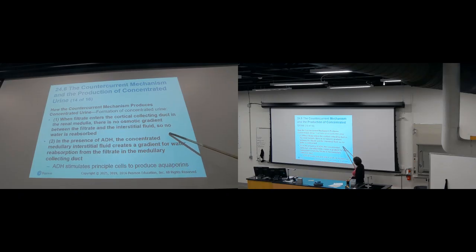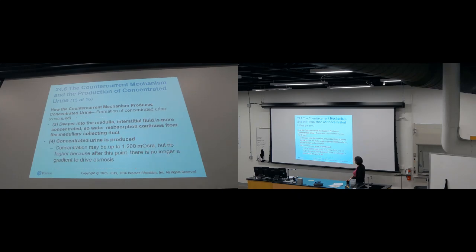So as a summary, what concentrates the urine? The osmotic gradient between the filtrate and interstitial fluid, the presence of hormones like ADH, and the countercurrent mechanism, and you have a concentration that can be up to 1200 milliosmoles at its highest point.